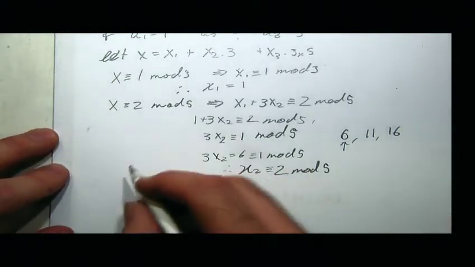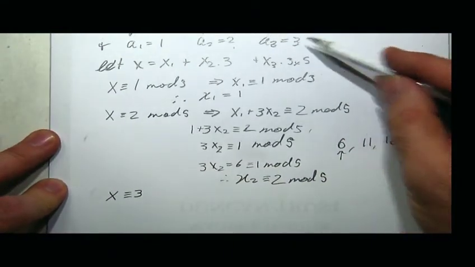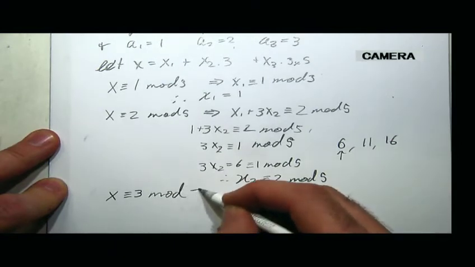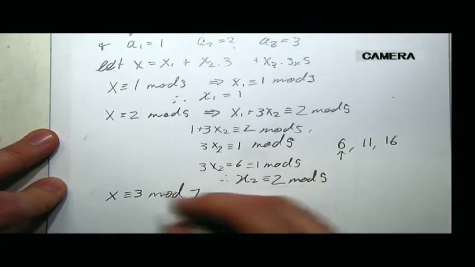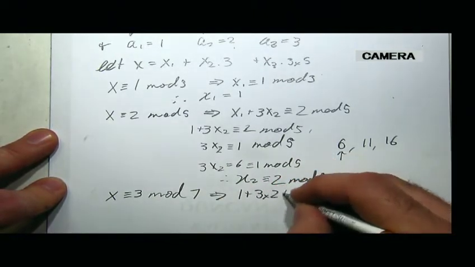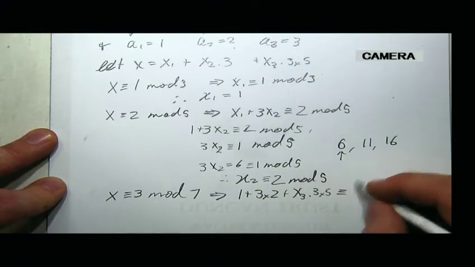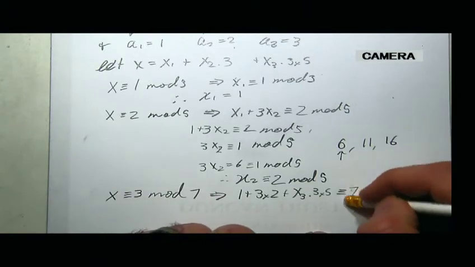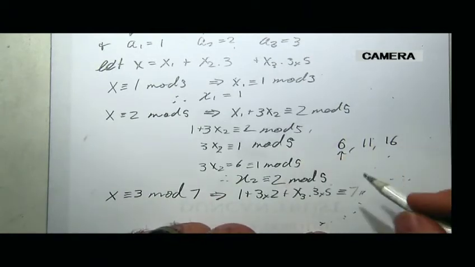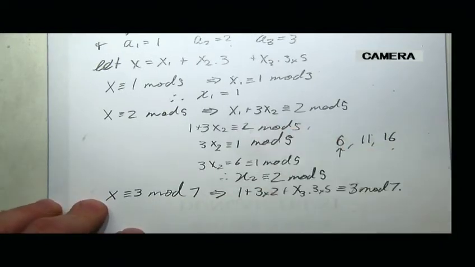So my last equation said that x was congruent to 3 mod 7. So I'm putting in my details. That's going to tell me that 1 plus 3 times 2 plus x3 times 3 times 5 is congruent to 3 mod 7. Okay? Yes? Awesome.